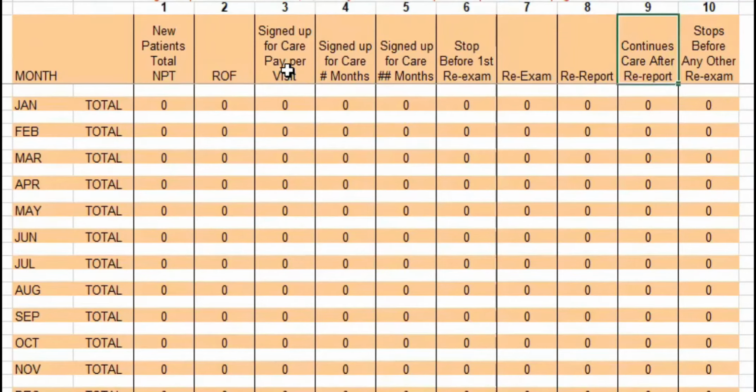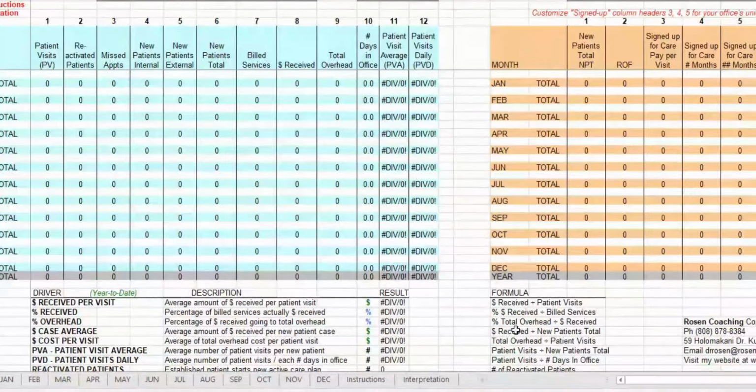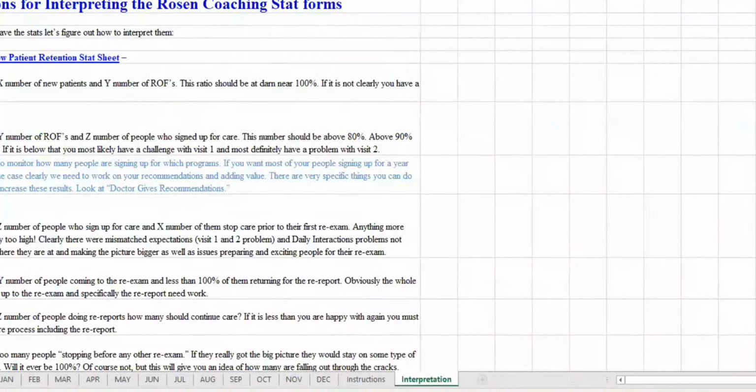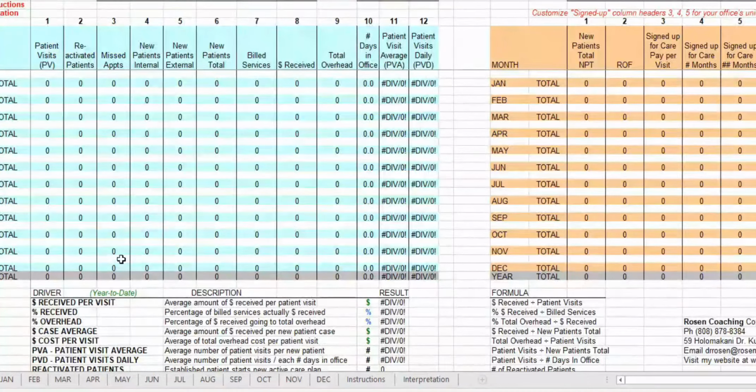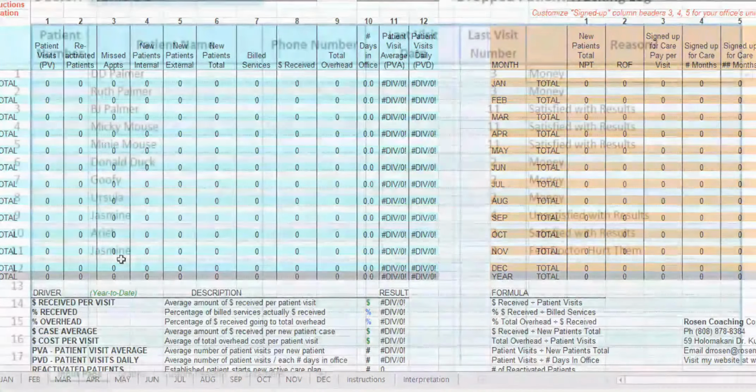Now, one of the things that oftentimes you will see is that the number of people that sign up for pay per visit will equal the number of people that stopped care before their first re-exam. How come? Because all they wanted was to feel better. And the reality is most people feel better within the first 12 visits. And therefore, that number might be a number you're really happy about, right? Again, it just depends on how you're practicing and what you're trying to accomplish. Again, in the interpretation section over here, we go into a whole lot more detail, but that's how you can use this stat sheet. Now, let's take a look at the second stat sheet.